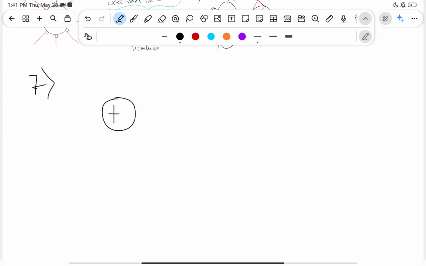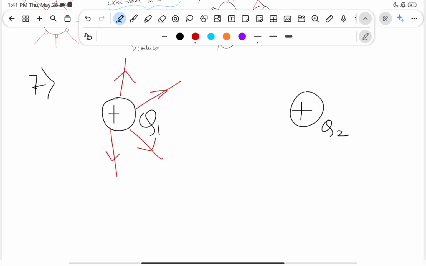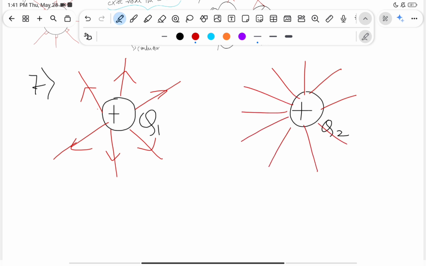See, if this is charge Q1 and this is Q2, and the number of lines is 1, 2, 3, 4, 5 and 6, and here see, by observation only we can say that by the seventh property, the number of lines originating or terminating on a charge is proportional to the magnitude of the charge. It means that Q2 is greater than Q1.